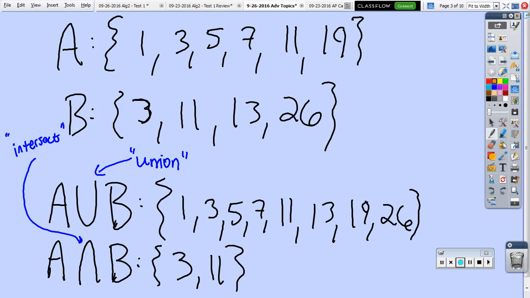And the second one, this upside down looking U, means intersect. This means what they have in common, where they overlap. And if you notice, their set is just going to be 3, 11, because they only have 3 and 11 in common. Does that say union? Yep, that means union, and the upside down one means intersect.